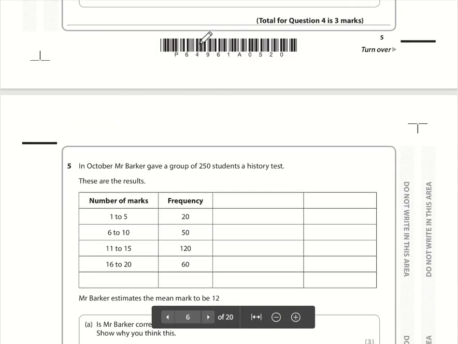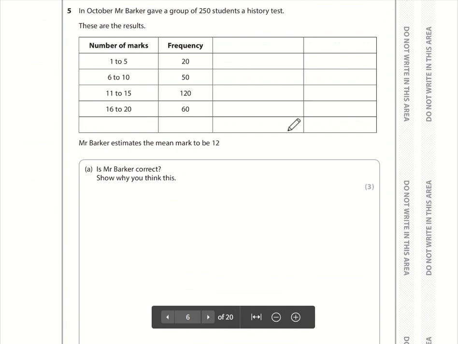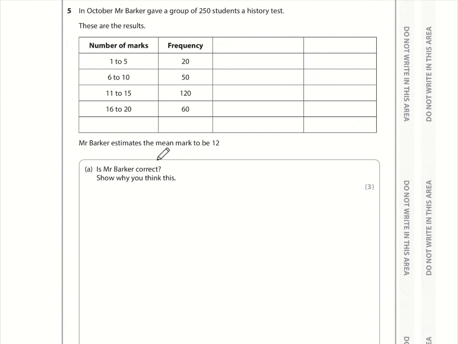Moving now on to question number 5. So what we want here is an estimated mean. Mr. Barker estimates the mean mark to be 12. Okay, well let's work out what we estimate the mean to be and see if Mr.